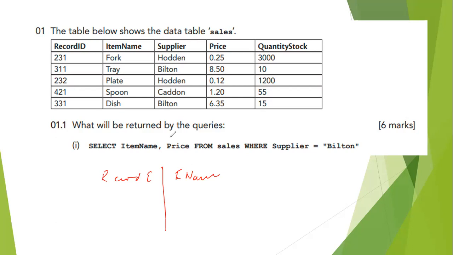What will be the record? So record ID and item name. The record is greater than 1,000, so the first one would be record ID 231, and item name would be fork. And then 232, plate. That's it. Fork and plate. Okay.